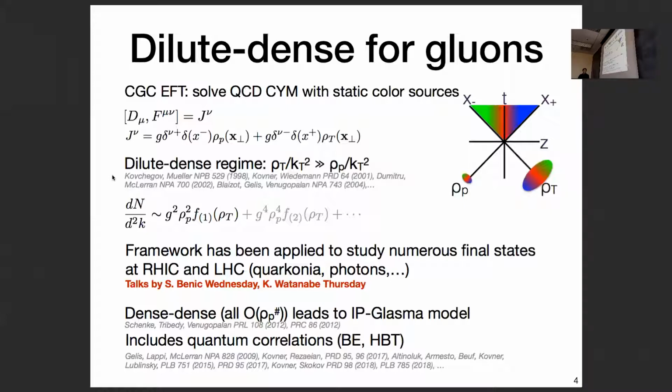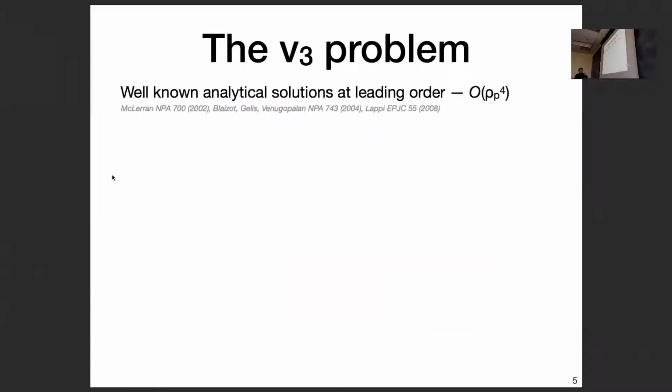And then it's important to point out in this dilute-dense framework, there's been a lot of work by a lot of the people in the audience on understanding quantum correlations like Bose enhancement and HBT correlations in this type of framework. Okay, so if one wants, one can calculate the leading order in this single inclusive distribution.